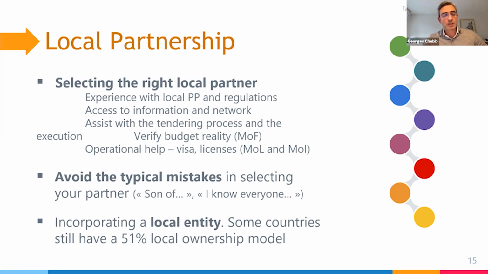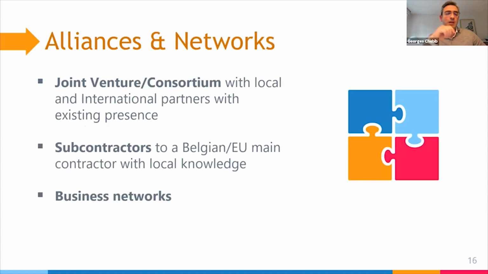Other approaches to mitigating your risk, next slide please, Didier. We've discussed making alliances, joint ventures, consortiums, either with local entities or international partners with existing presence or experience in the country. Subcontracting is sometimes a way to enter the market, either with a Belgian or EU main contractor which has local knowledge. It is a way to get used to the country and local regulation about public procurement.